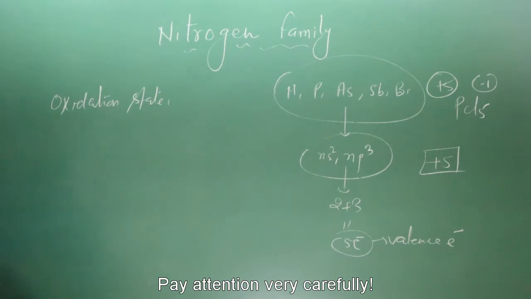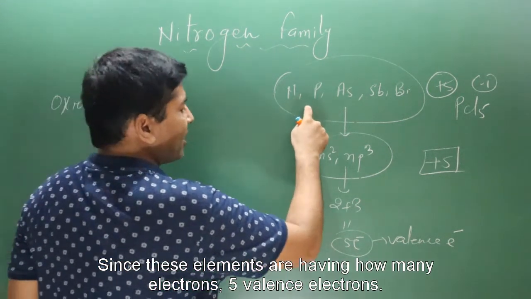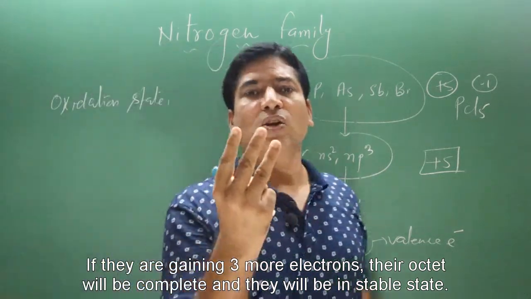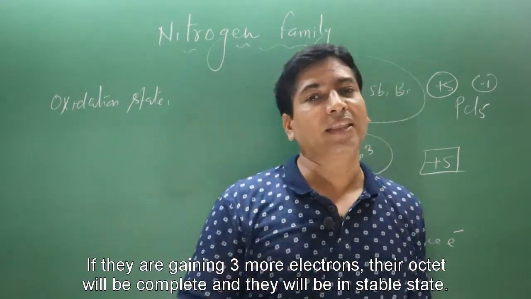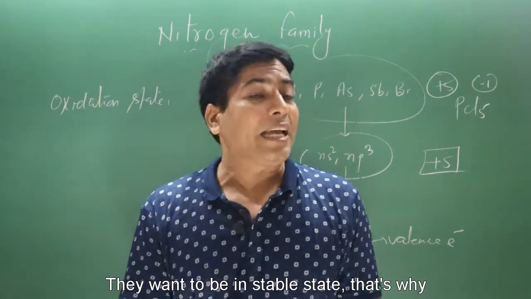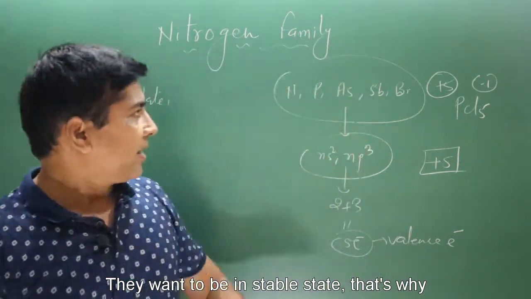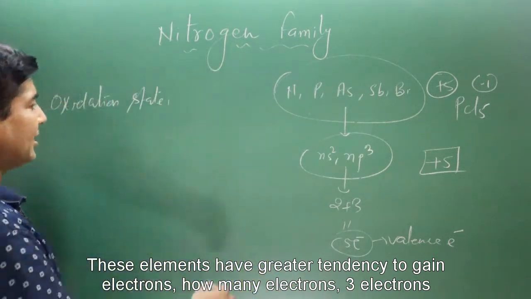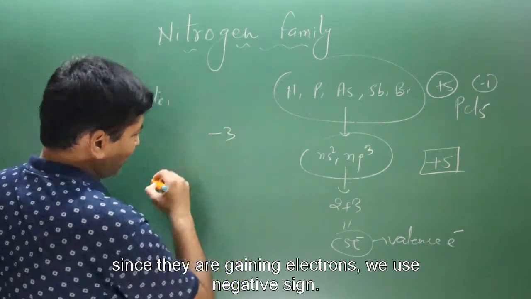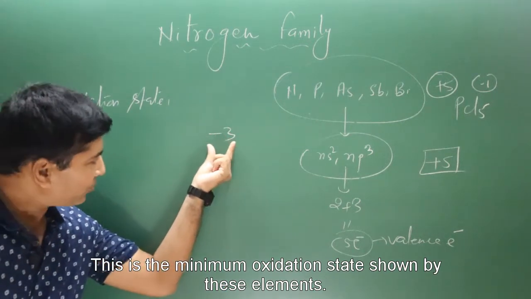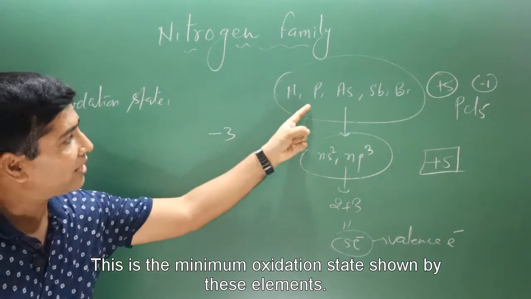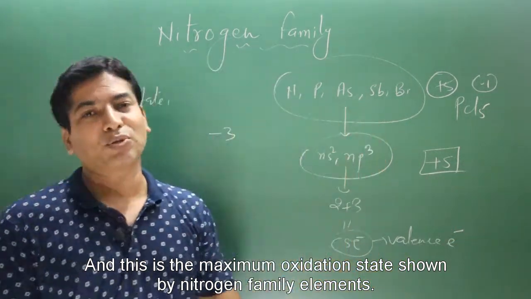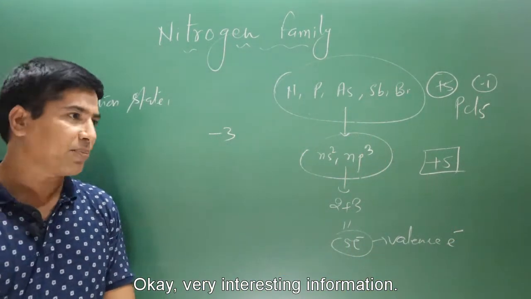Now pay attention very carefully. Since these elements have 5 valence electrons, if they gain 3 more electrons, their octet will be complete and they will be in the stable state. They want to be in the stable state, which is why these elements have a greater tendency to gain 3 electrons. Since they are gaining electrons, we use a negative sign. So this is the minimum oxidation state and this is the maximum oxidation state shown by nitrogen family elements. Very interesting information.